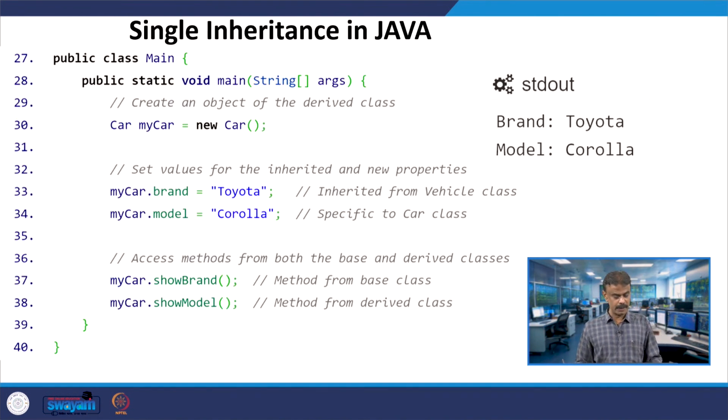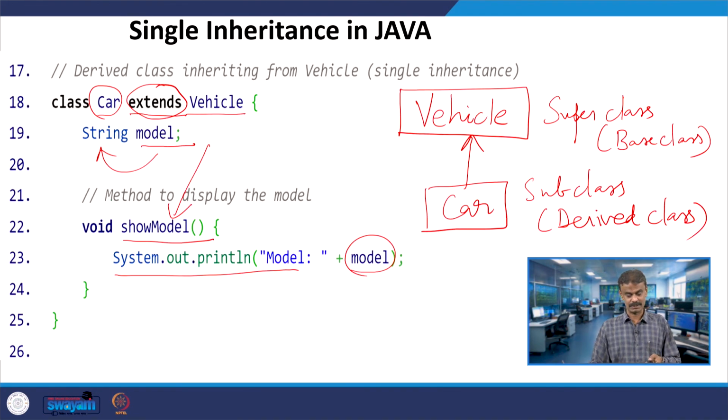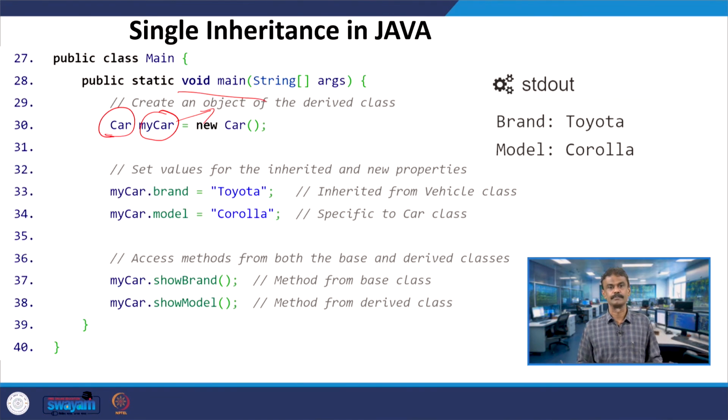In the main program, let us consider my car. You have a void main almost like in C++ syntax. My car is an object which you are instantiating from the class car. Car is a subclass, so under the subclass I am creating an object, using the new operator.